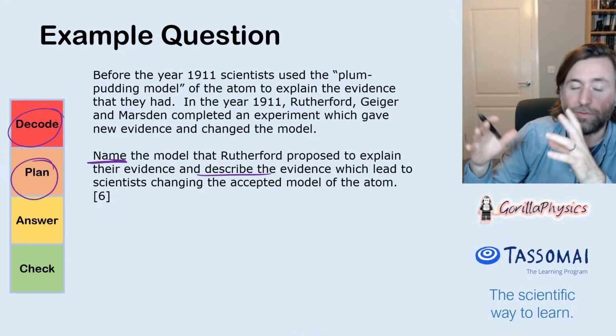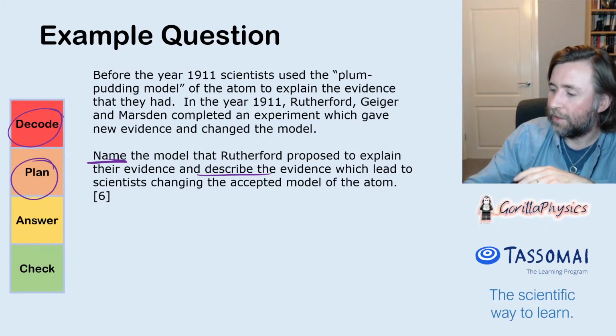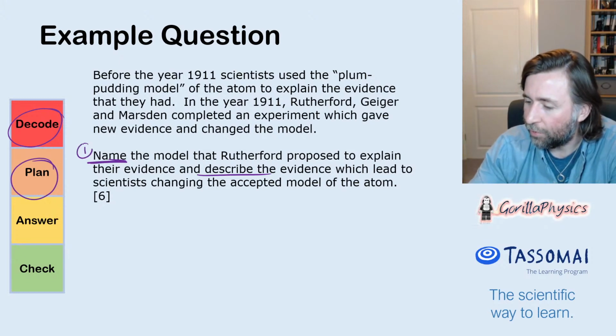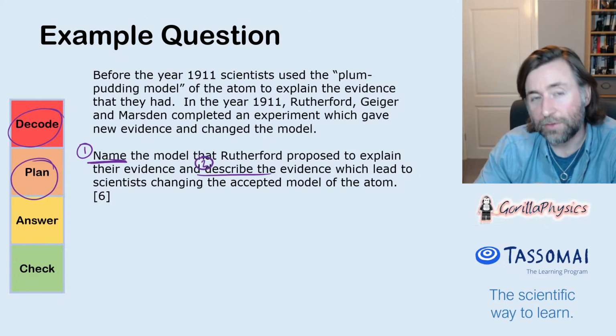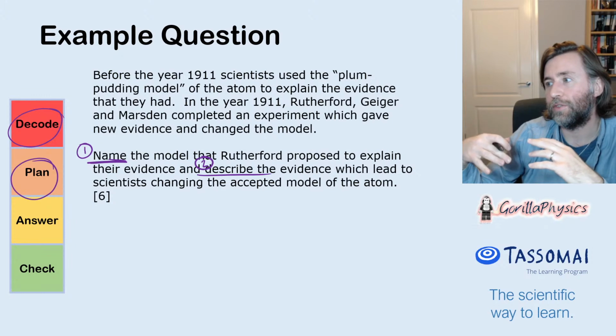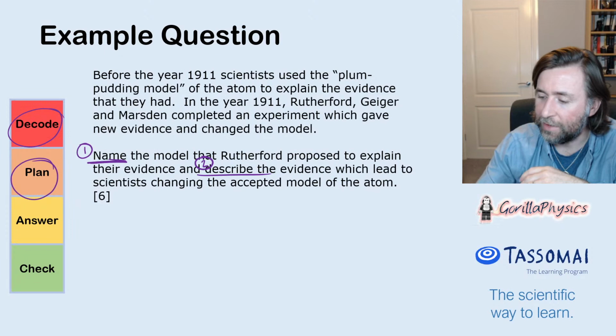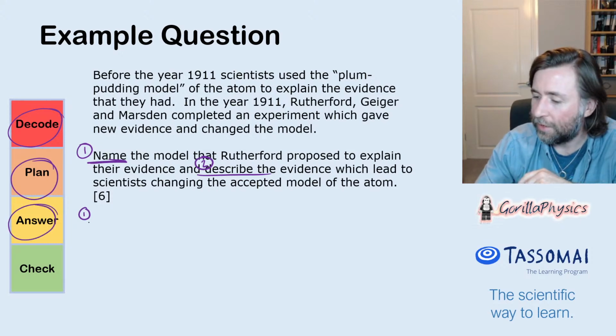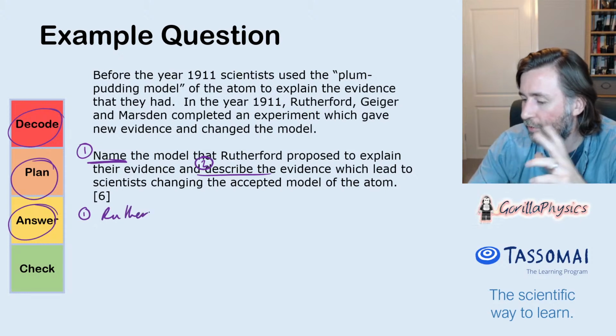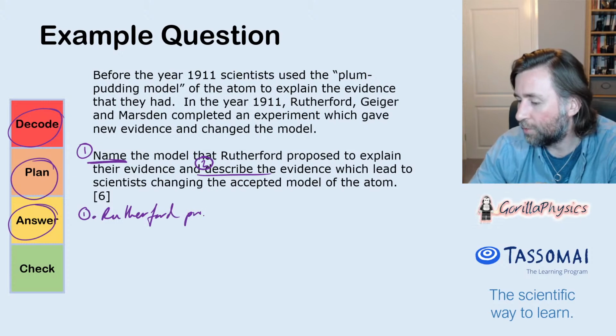There's always going to be, or normally going to be, 2 different parts. The first part is going to be naming the model, and the second part is going to be describing the evidence. So really you could think about it as being 2 different questions within that 6-mark question. So I'm going to answer it in that order. First I'm going to talk about the model, and then I'm going to describe that evidence. So first of all, the model that Rutherford proposed. Literally you could just write the nuclear model, but why not try writing bullet points but writing sentences?